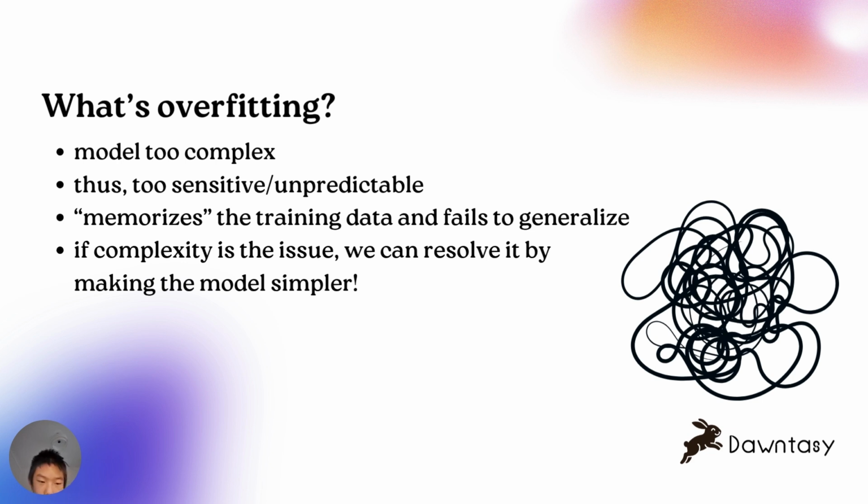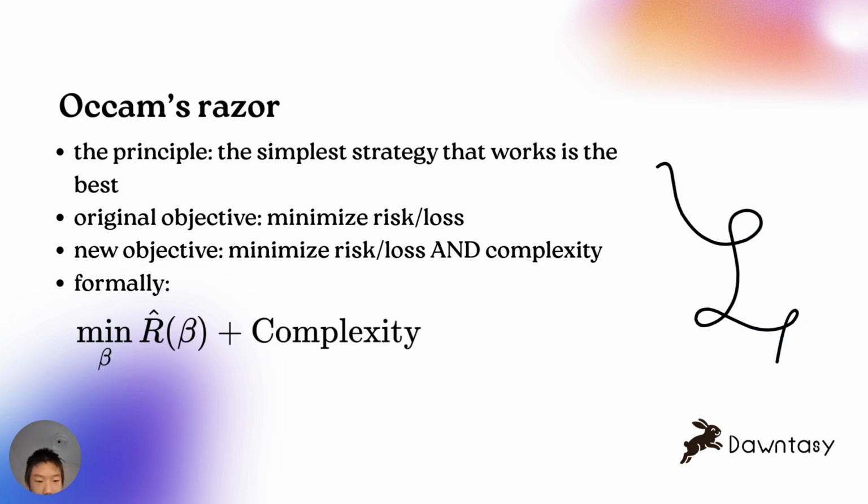Well, think about that. If complexity is the issue, can't we just solve this complexity issue by making the model as simple as possible? So, our objective is also to make the model simple. We want simplicity. Let's think about the philosophical background behind this.